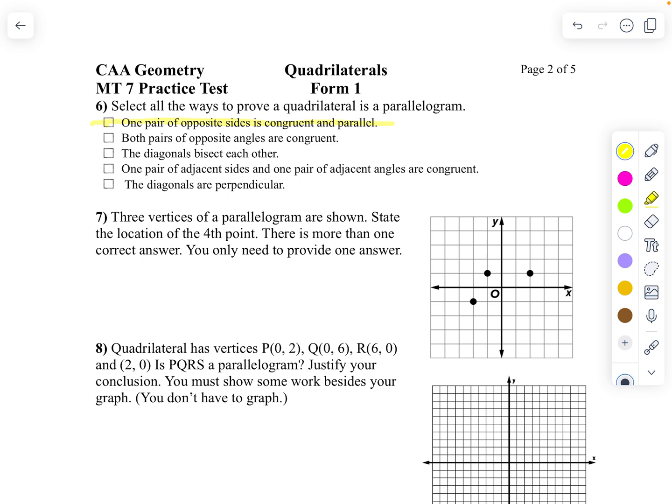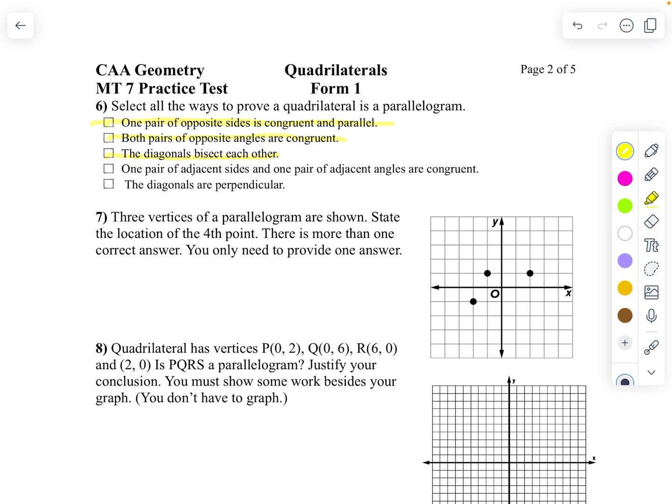Both pairs of opposite angles are congruent. Makes it a parallelogram. The diagonals bisect each other. Makes it a parallelogram. That's what we did in question 5. One pair of adjacent sides, and nope. The diagonals are perpendicular. Nope.